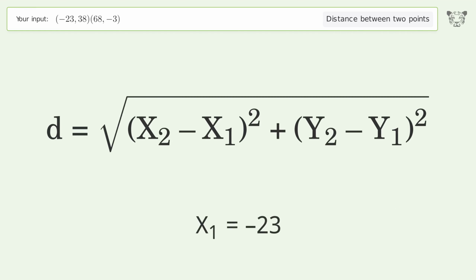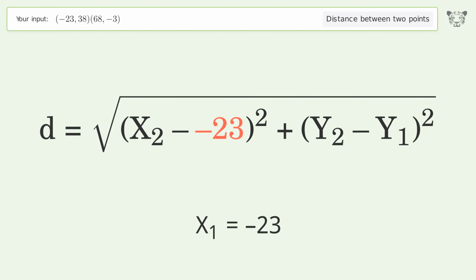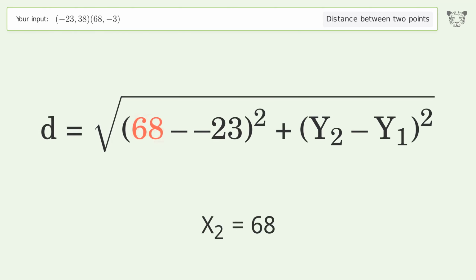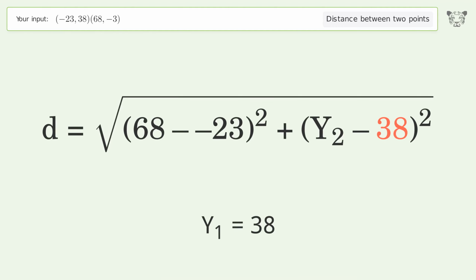x1 equals -23. x2 equals 68. y1 equals 38. y2 equals -3.